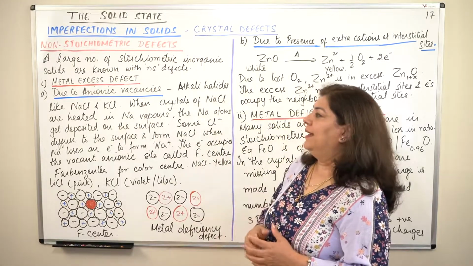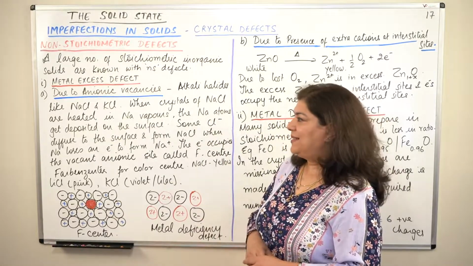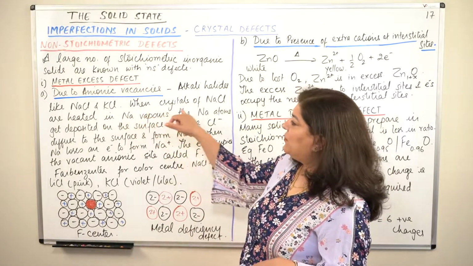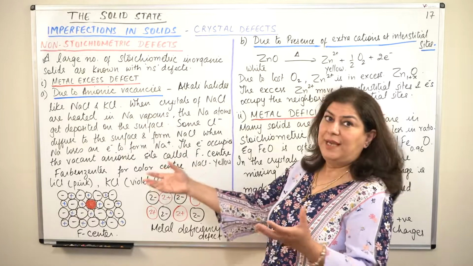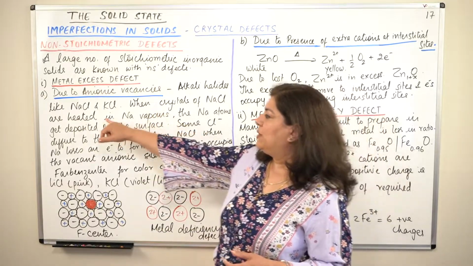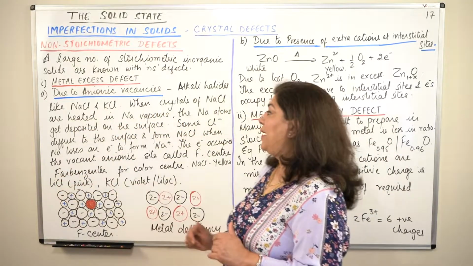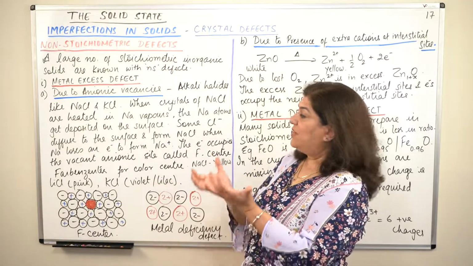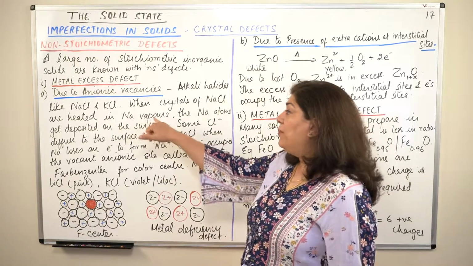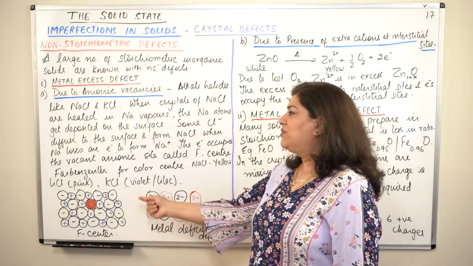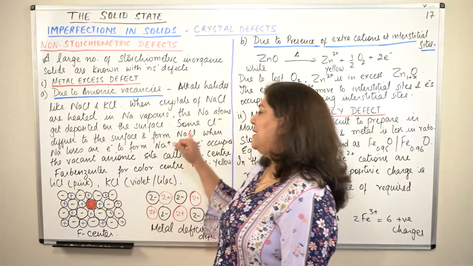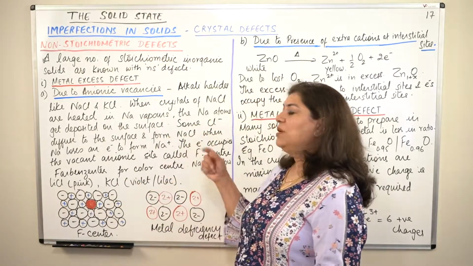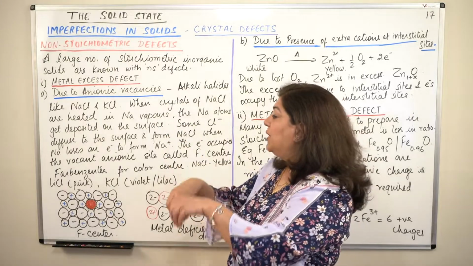So alkali halides like sodium chloride, potassium chloride, lithium chloride, when they are heated, we take the example of sodium chloride, you could do it with potassium chloride and lithium chloride too. When we heat crystals of sodium chloride in sodium vapors, the sodium atoms get deposited on the surface. Some of the chloride ions diffuse to the surface and form sodium chloride with these deposited sodium atoms.